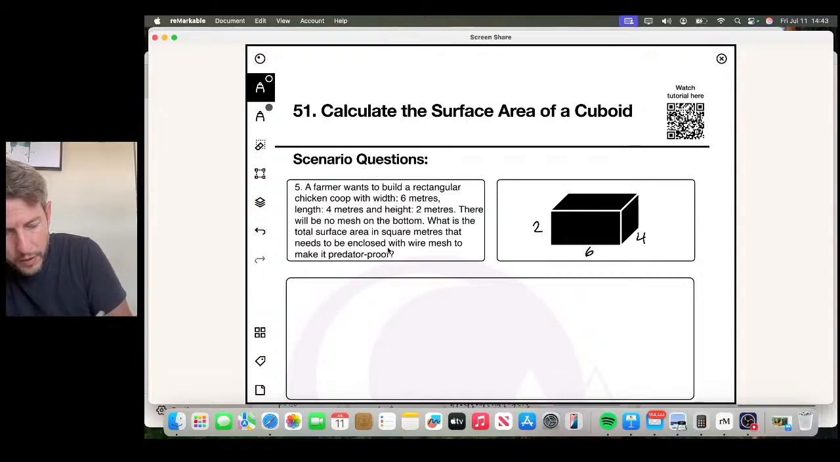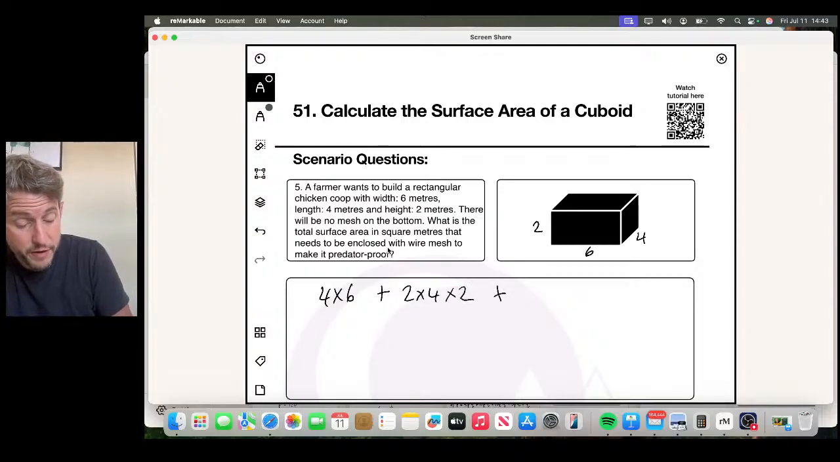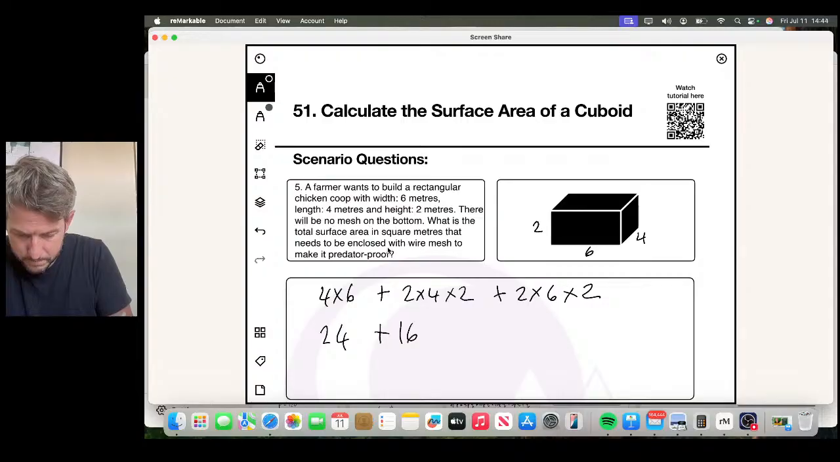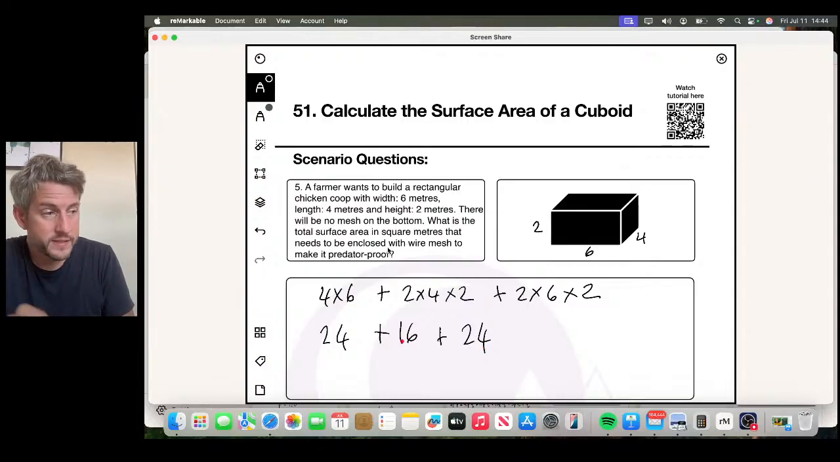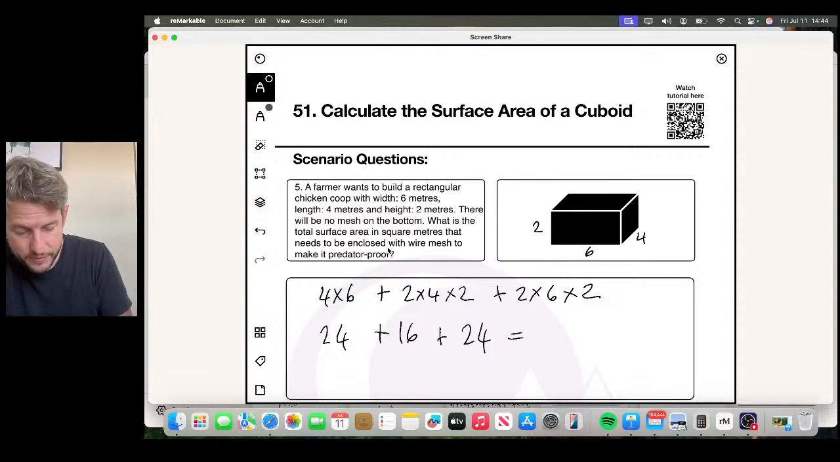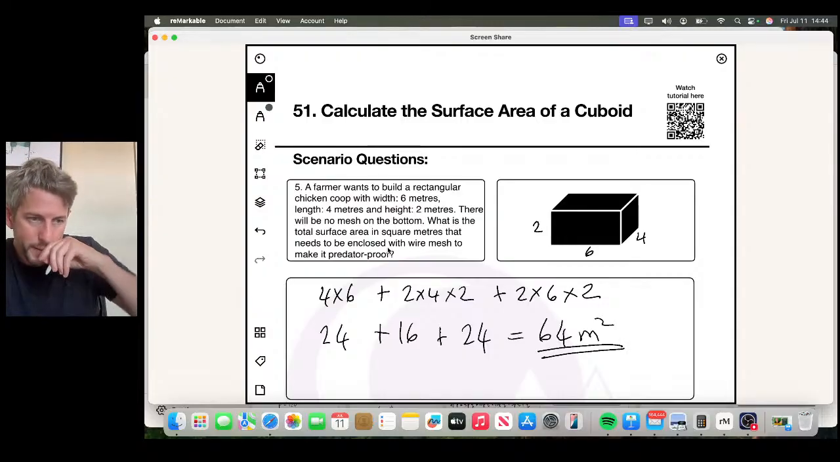So the top is a 4 by 6. So we need 4 by 6 plus the ends, which are 2 by 4, and we want 2 of them, and then plus the front and the back, which are 2 by 6, and we want 2 of those as well. Okay, so 4 times 6 is 24, 2 times 4 is 8, times 2 is 16, 2 times 6 is 12, times 2 is 24. So here we go, we've got 16 and 24 make together to make 40, plus the 24 is 64. So this will be 64 meters squared of wire mesh.